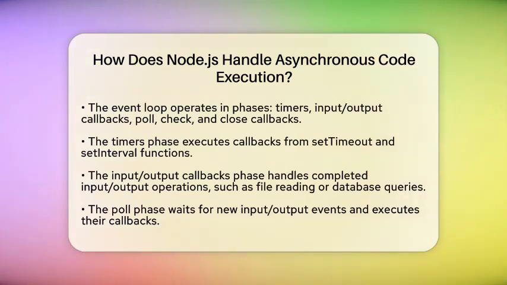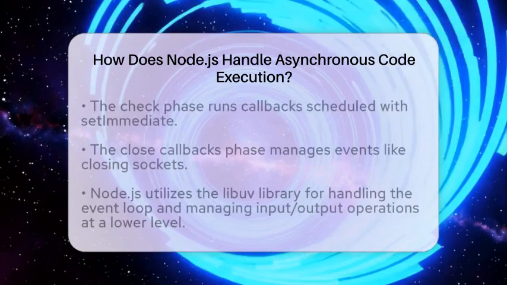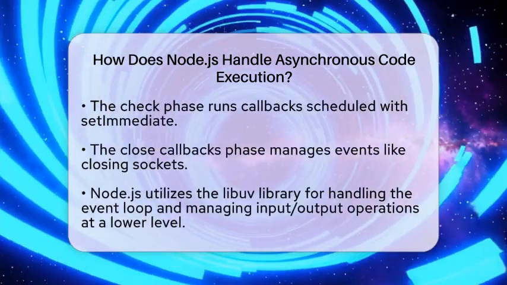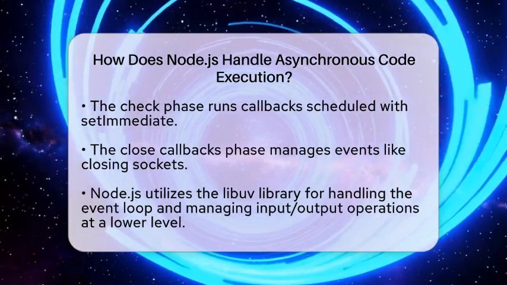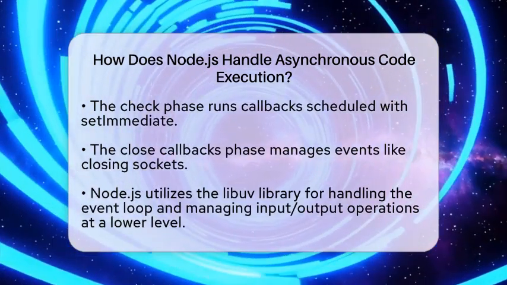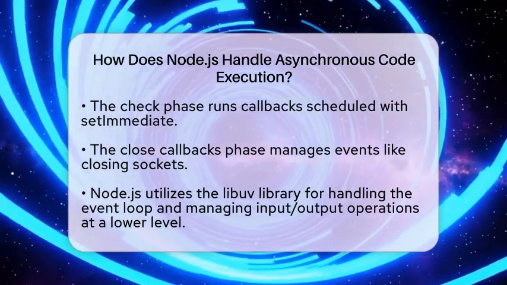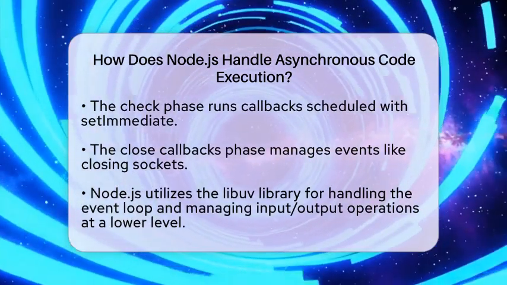To help with this, Node.js uses a library called Libuv, which handles the event loop and manages input-output operations at a lower system level. This means that slow operations, like accessing the disk or network, can be offloaded to the system kernel or a thread pool, allowing the main thread to keep working on other tasks.